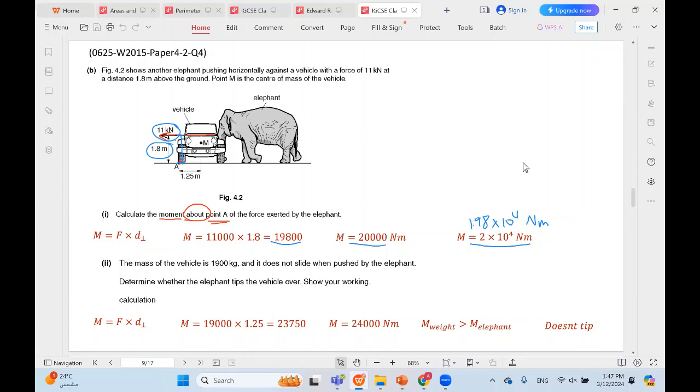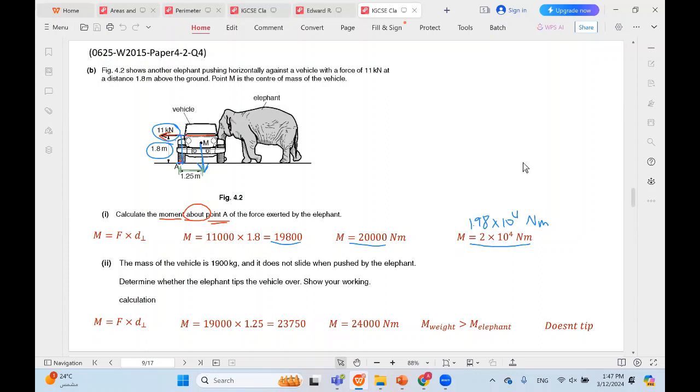The mass of the vehicle is 1,900 kilograms, and it does not slide when pushed by the elephant. Determine whether the elephant tips the vehicle over and show your work. Again, our pivot here is point A. Now, we are supposed to take into account the weight of the car. So the weight of the car is vertical, and therefore the distance must be horizontal. Remember, if the force is vertical, the distance is horizontal. If the force is horizontal, then the distance is vertical.